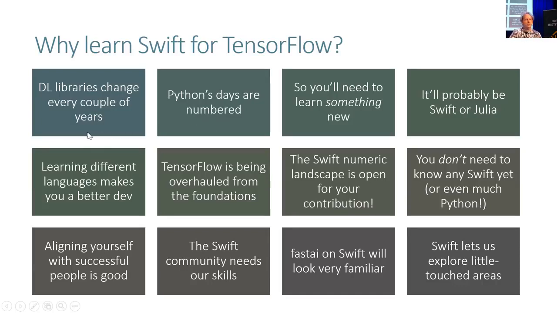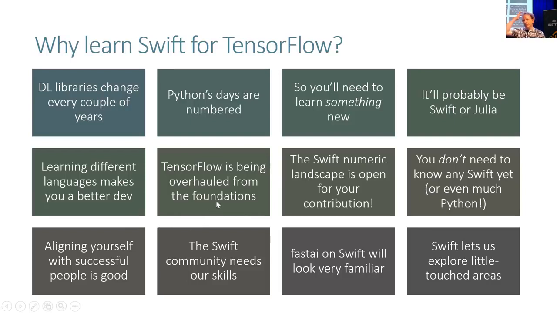DL libraries change all the time anyway, so if you're spending all your time just studying one library in one language, then you're not going to be ready for that change. So you'll need to learn something new anyway. It'll probably be Swift or Julia, and I think they're both perfectly good things to look at. Regardless, I've spent time using in real-world scenarios at least a couple of dozen languages, and every time I learn a new language, I become a better developer. So it's just a good idea to learn a new language.